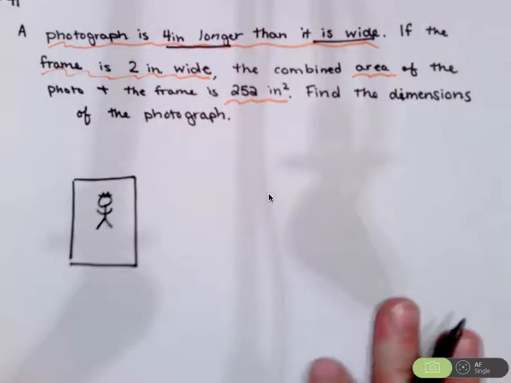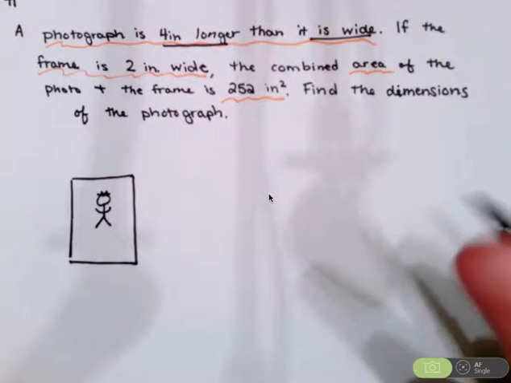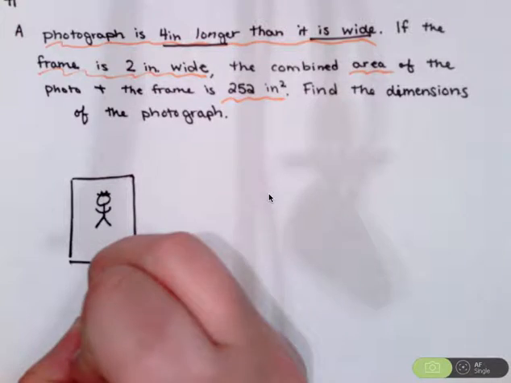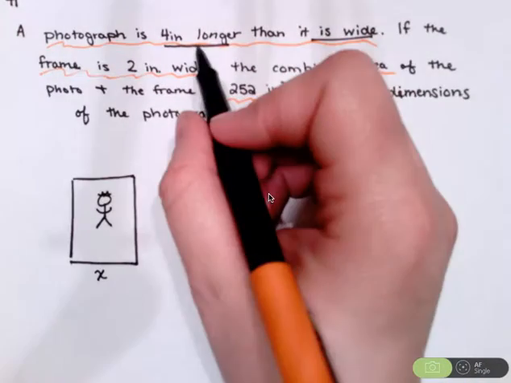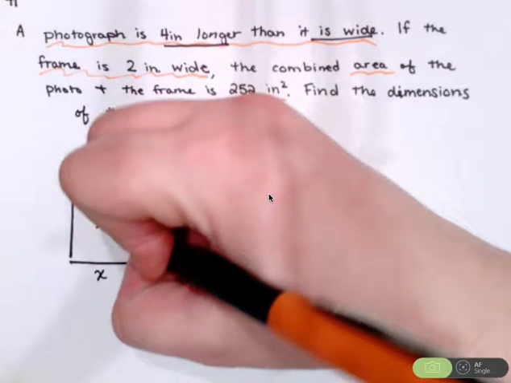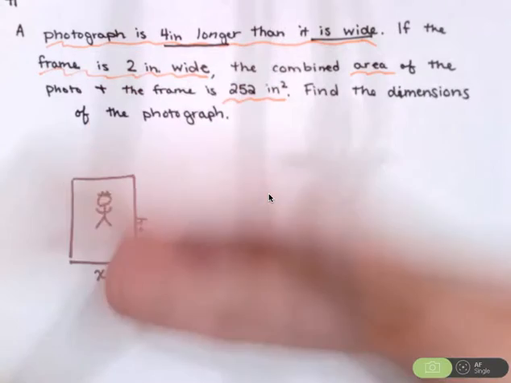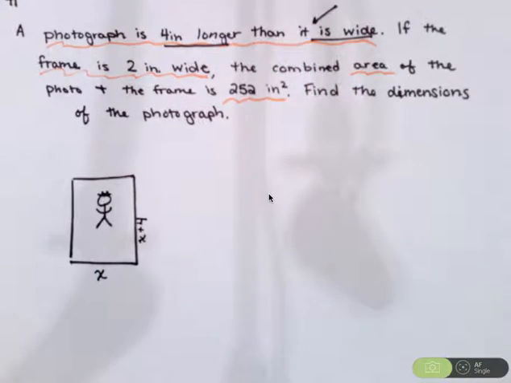If we think about it, we don't know the width, so we have to make it some value. I'm going to make it a variable x because it's unknown. This is my width. Then I know my length is 4 inches longer, so that means it's my width plus 4. Okay, that's the first sentence. Check done.